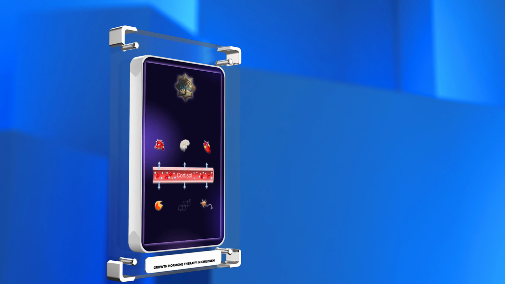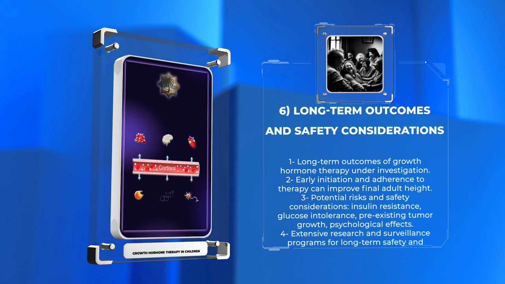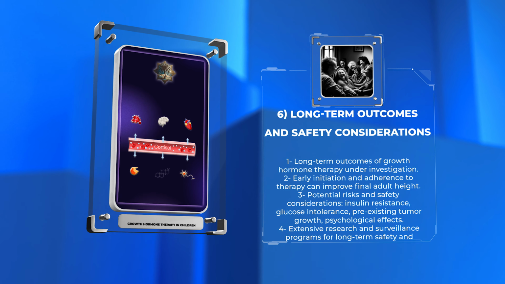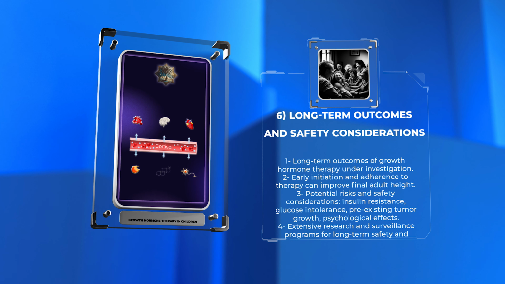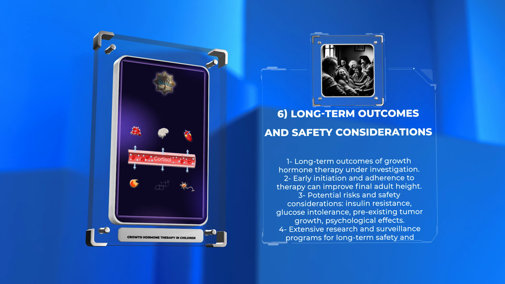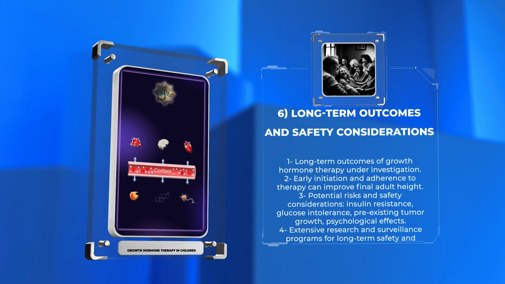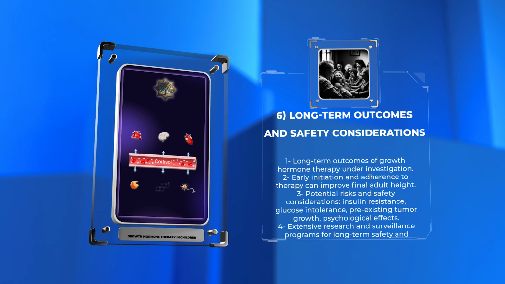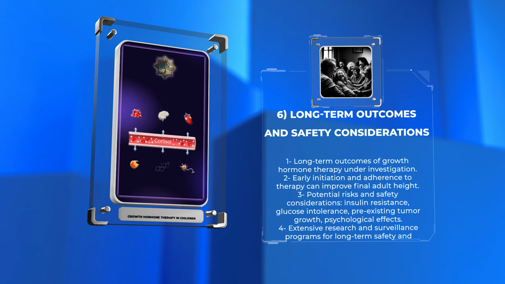Long-term outcomes of growth hormone therapy are continually under investigation. Several studies have demonstrated that early initiation and adherence to therapy can improve final adult height in children with growth hormone deficiency. However, potential risks and safety considerations such as insulin resistance, glucose intolerance, growth of pre-existing tumors, and psychological effects should be carefully monitored and managed. Extensive research and ongoing surveillance programs help ensure the safety and efficacy of growth hormone therapy on a long-term basis.